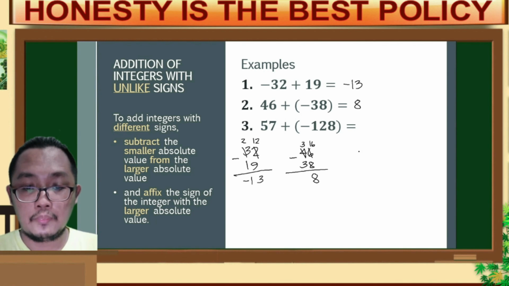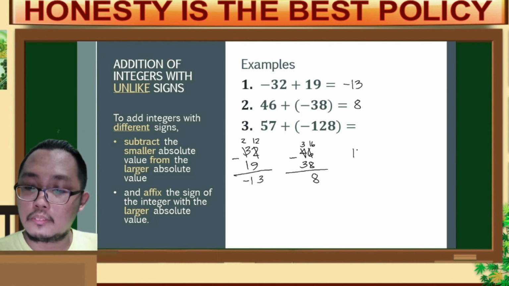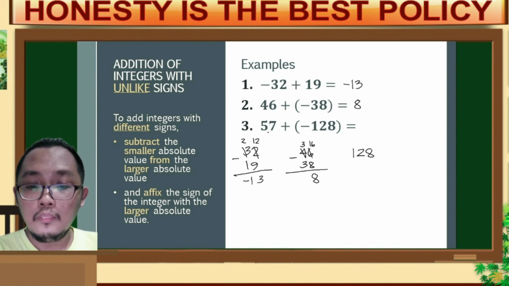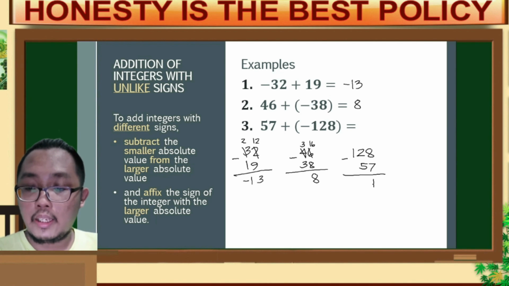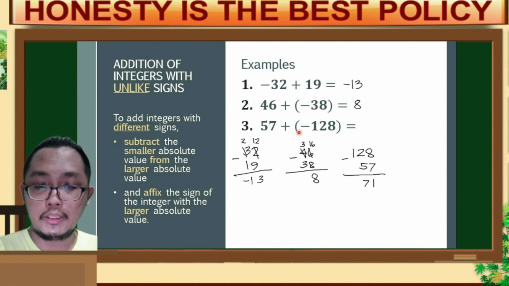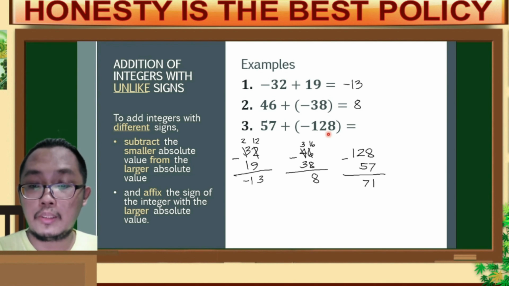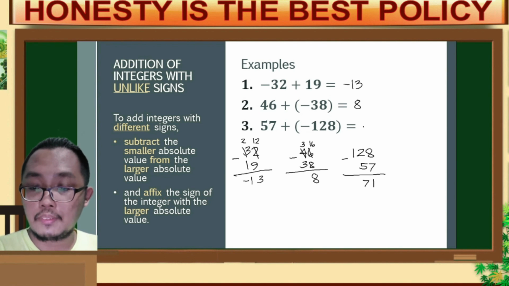And let us take a look at the third one. Here the larger absolute value will be from the negative 128, whose absolute value is 128, while the other absolute value is 57. So again, we need to perform a subtraction, and this gives us 71. While for our final answer, we have to go back to these two original numbers. The higher absolute value is 128, but originally it has a negative sign. Therefore, our final answer would be negative 71.